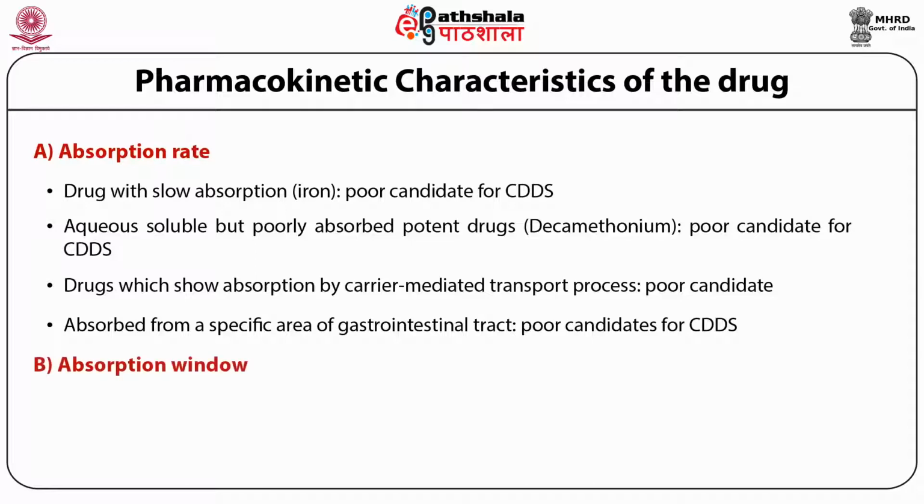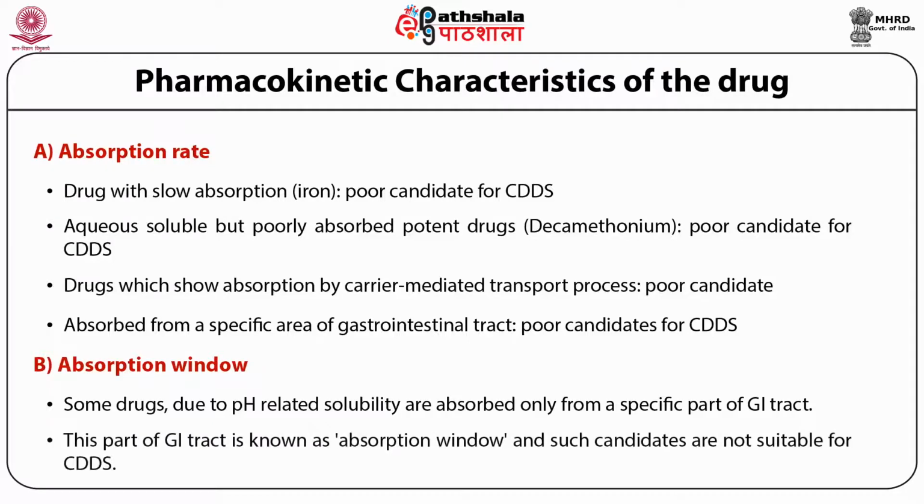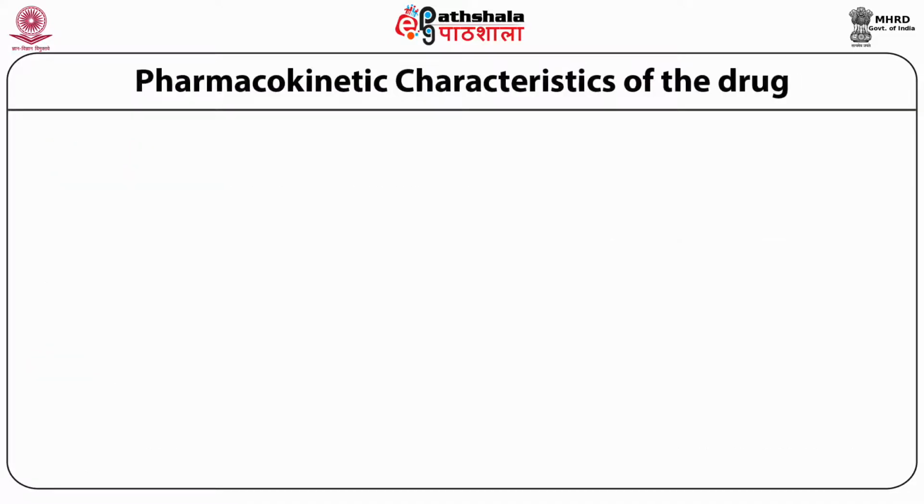Next is the absorption window. Some drugs, due to the pH-related solubility, are absorbed only from a specific part of GI tract. This part of GI tract is also known as the absorption window, and such candidates are not suitable for controlled drug delivery system. Let us now talk about another important pharmacokinetic parameter referred to as metabolism.